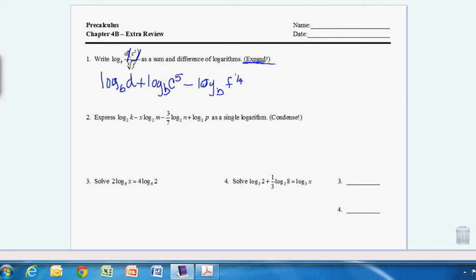Okay, now what's really important is that you need to throw the exponents in front because these arguments need to be completely isolated. All right, so this is going to now turn into log base b of d plus 5 log base b of c minus 1/4 log base b of f.